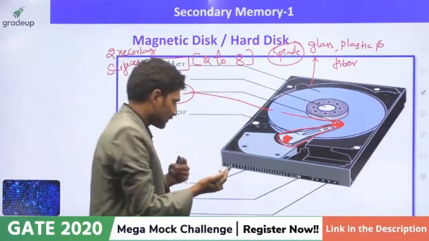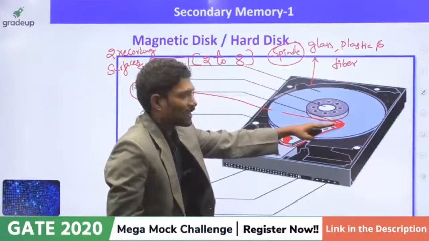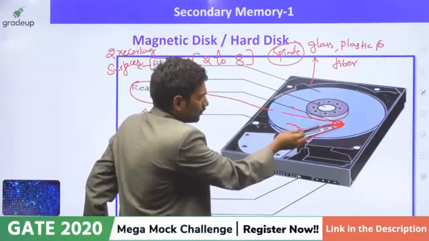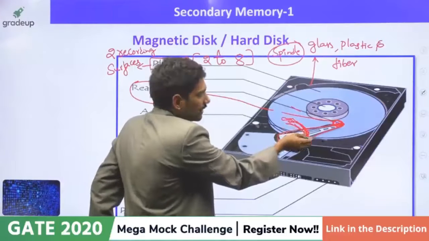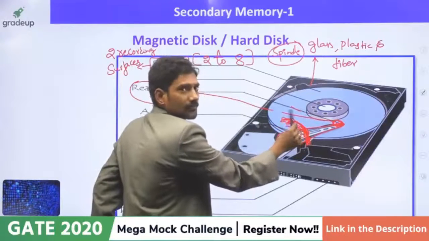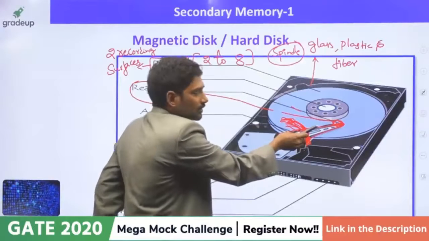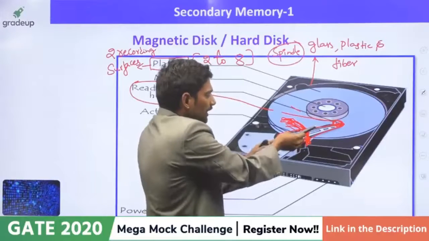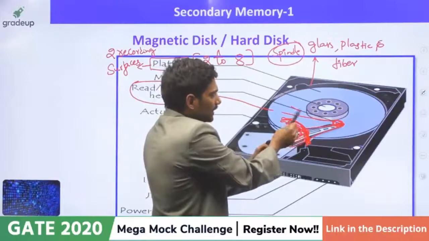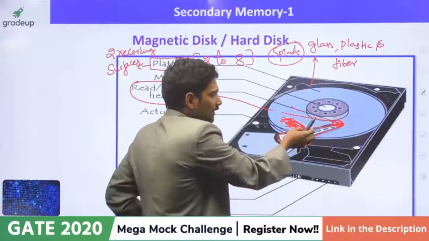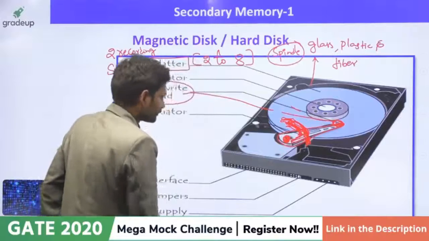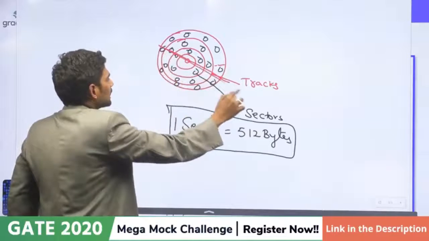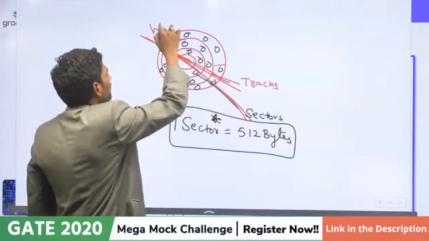Okay? And if you observe this read-write axis, this can move only at a 30-degree angle, isn't it? As it is fixed here. Please observe this. The read-write axis is fixed here and it can rotate till this. So, if you carefully see, at any given time, the read-write axis can cover exactly what? Half track.